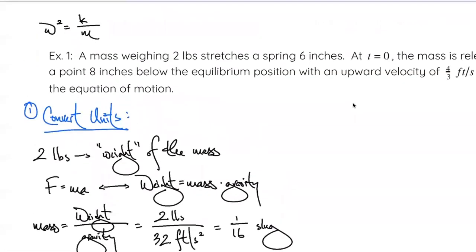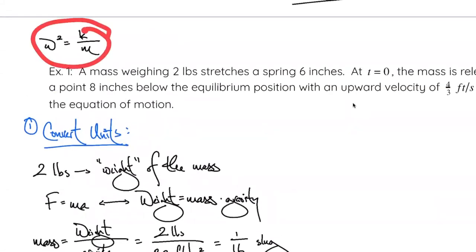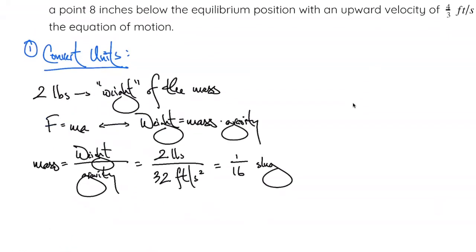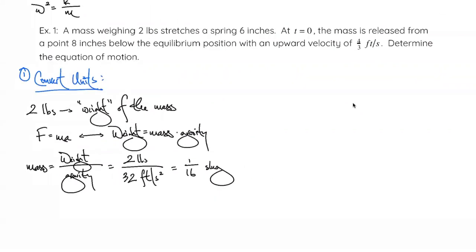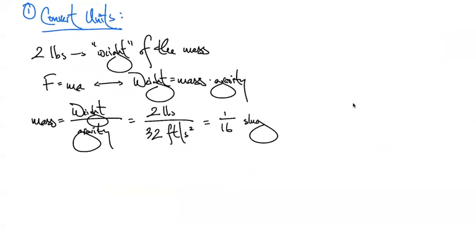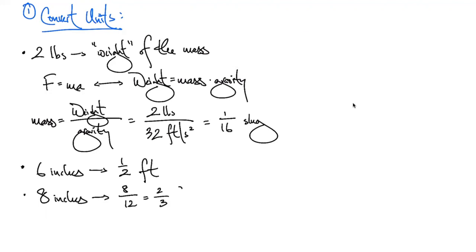So we found our mass, which is great because that is half of what we need to find our omega squared. The other thing we should notice is that when we talk about gravity, especially in the imperial system, we're measuring things in terms of feet, but in the question, they've given us things in terms of inches. So we're going to convert those as well. The 6 inches, if I convert that to feet, gives us half a foot. And the other distance, 8 inches, converted to feet, is 8/12, or 2/3 of a foot.